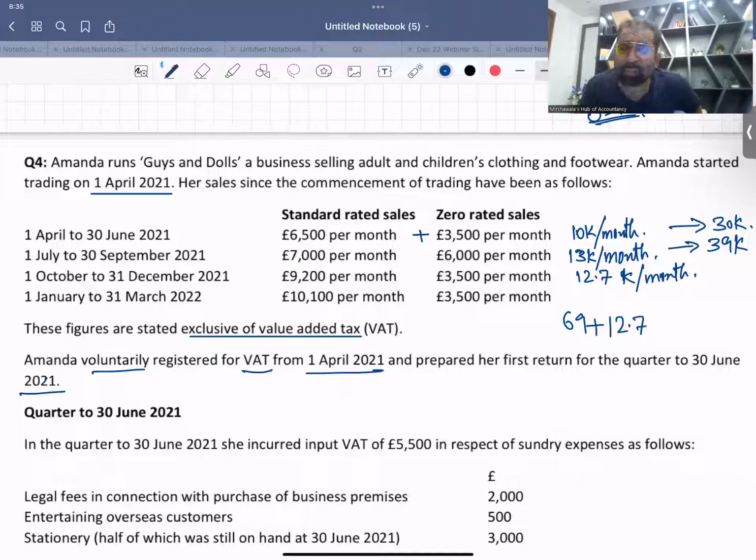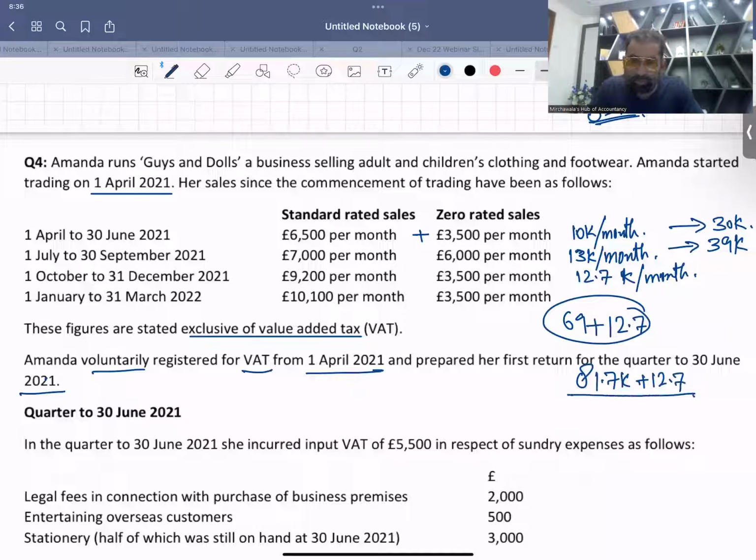Now from October onwards, the monthly sale is 12.7. So 69 plus 12.7 is 81.7, which is still less than 85. So obviously you will add one more month of 12.7. So 81.7 plus 12.7 will give you 94.4, that is 94,400. So it's not October, it's the end of November.